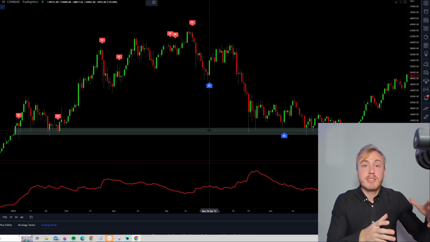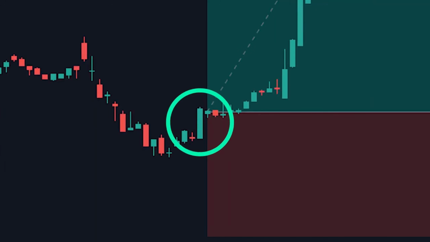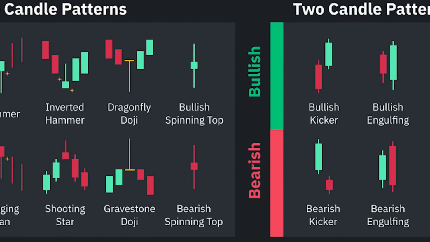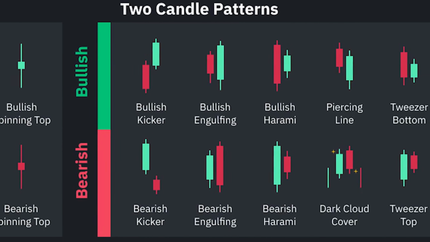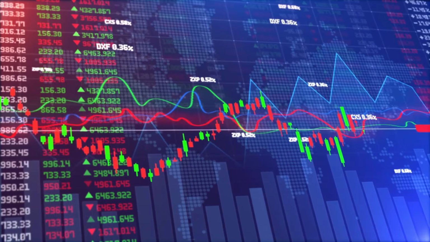And why is this indicator so useful? Well, using candlestick patterns is a very powerful tool in trading. It can help you get better entry and exit points, and it can be combined with other technical tools, for example, support and resistance, chart patterns, and other indicators.